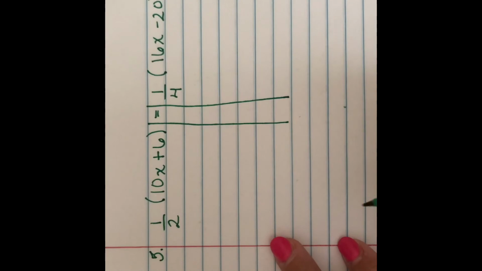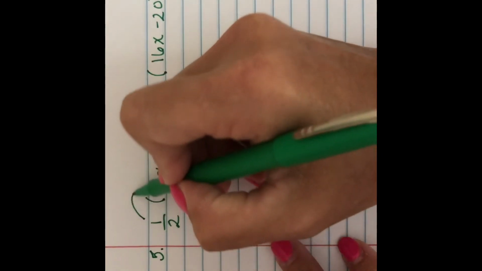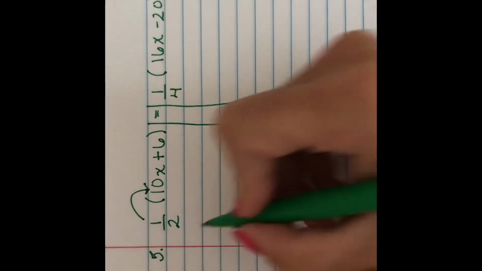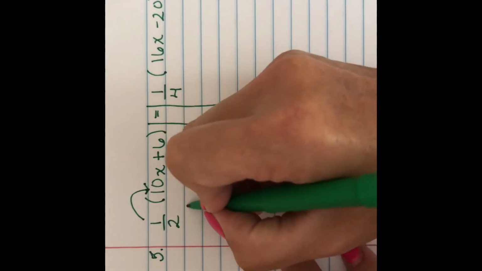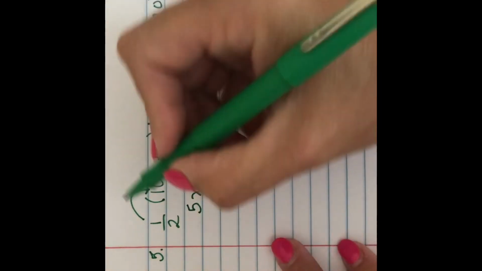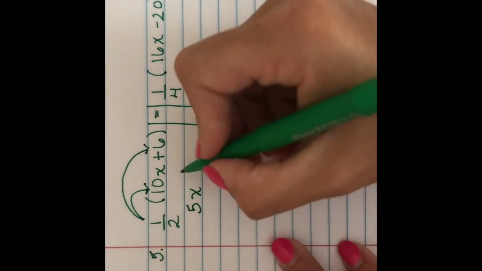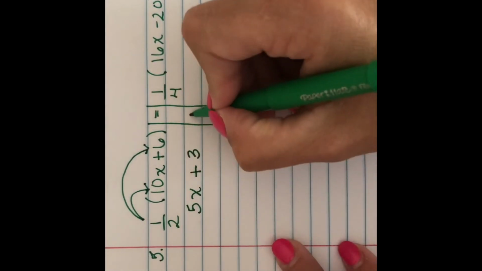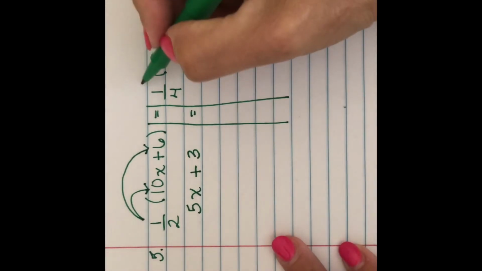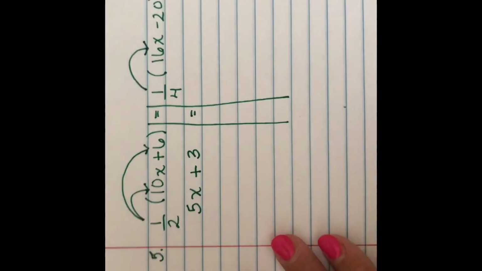Okay, on the left side, I need to distribute 1/2 times 10x. Half of 10 is 5, so that makes 5x. 1/2 times 6, half of 6 is 3. On the right side, I have 1/4 times 16x.